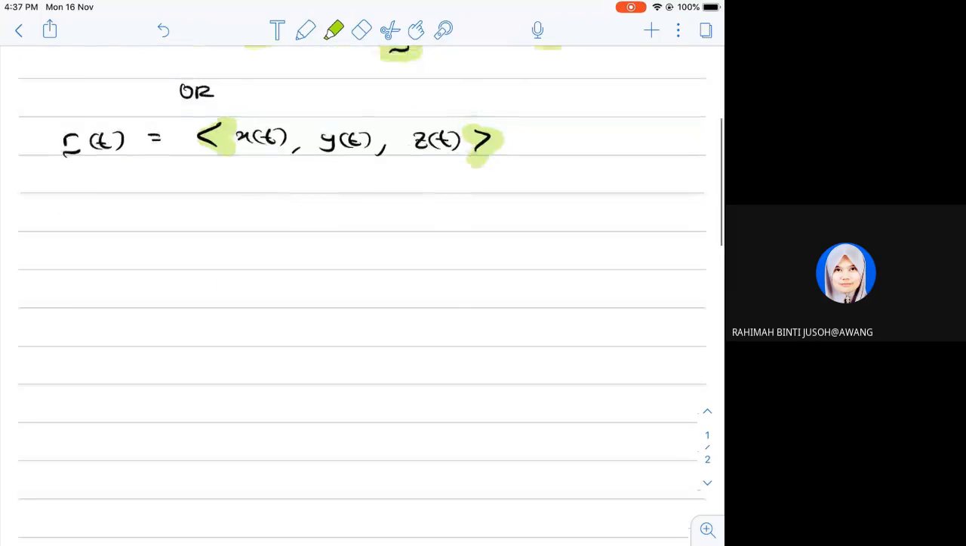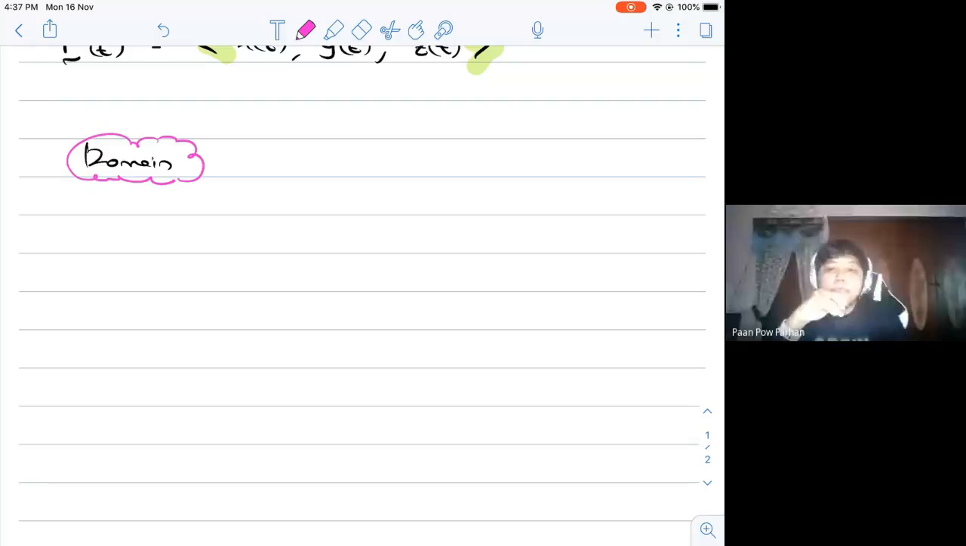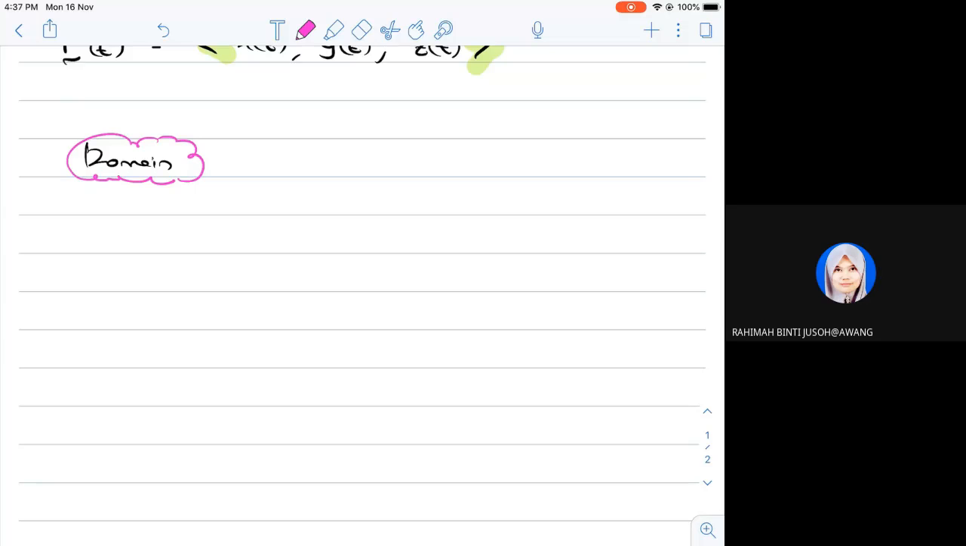Now for subtopic 2.1, first we are going to learn about domain. What is domain, guys? Anyone? From left to right, x-axis. Okay, acceptable. Domain is actually all possible values of t that fulfill the function. If there is no restriction, then t can be from negative infinity up to infinity.